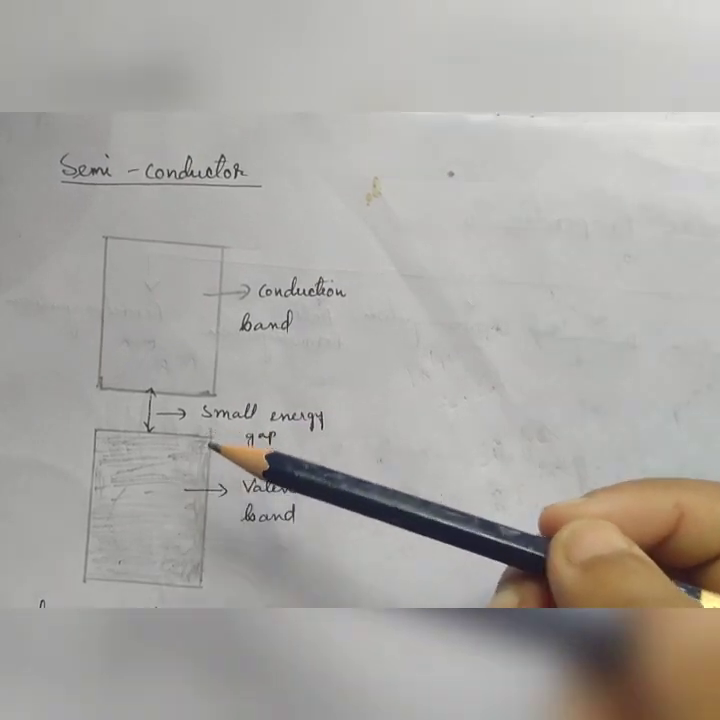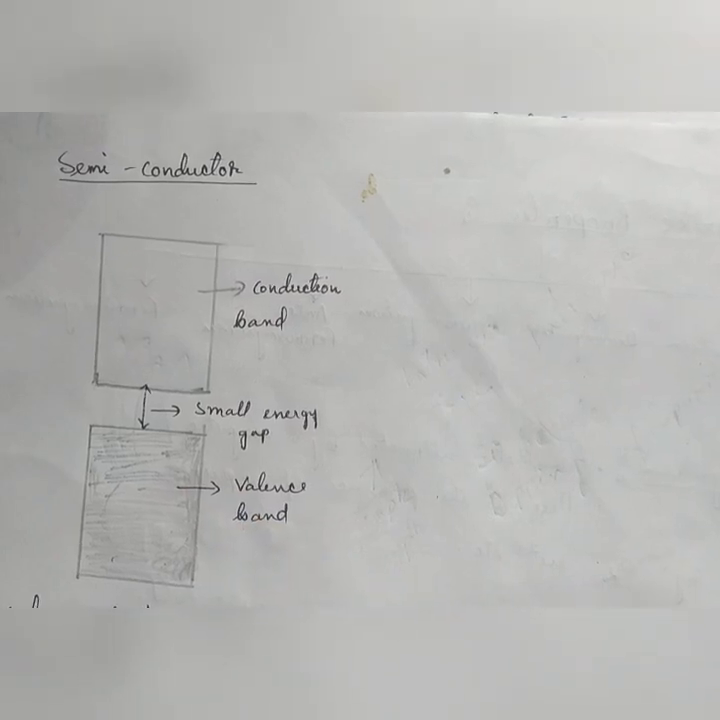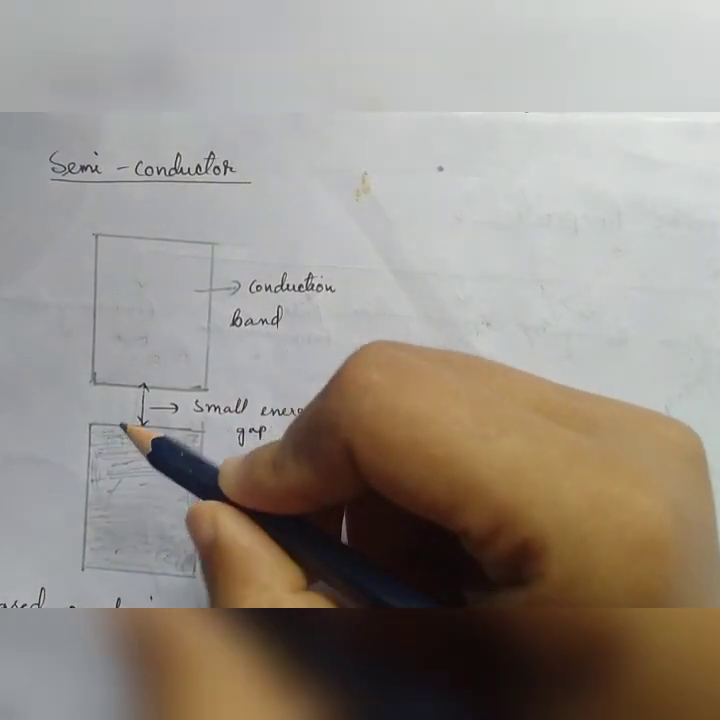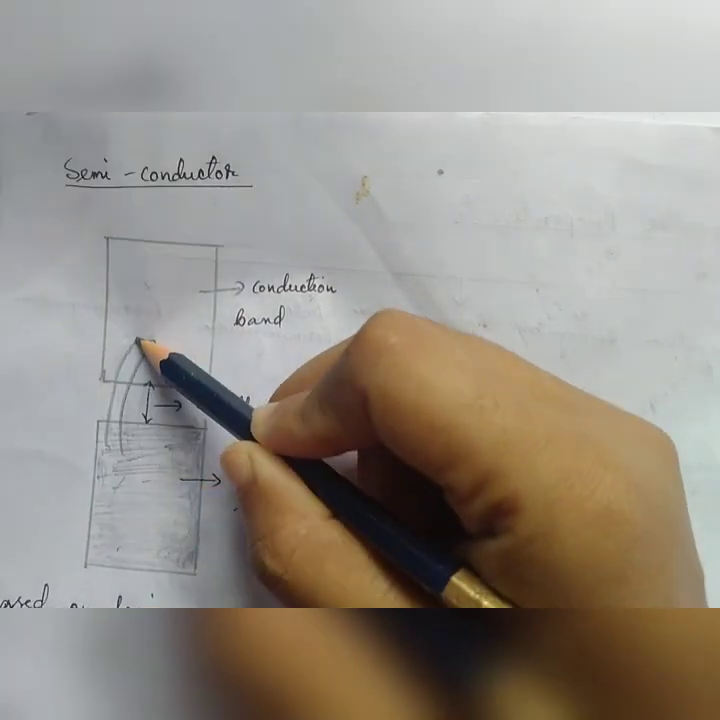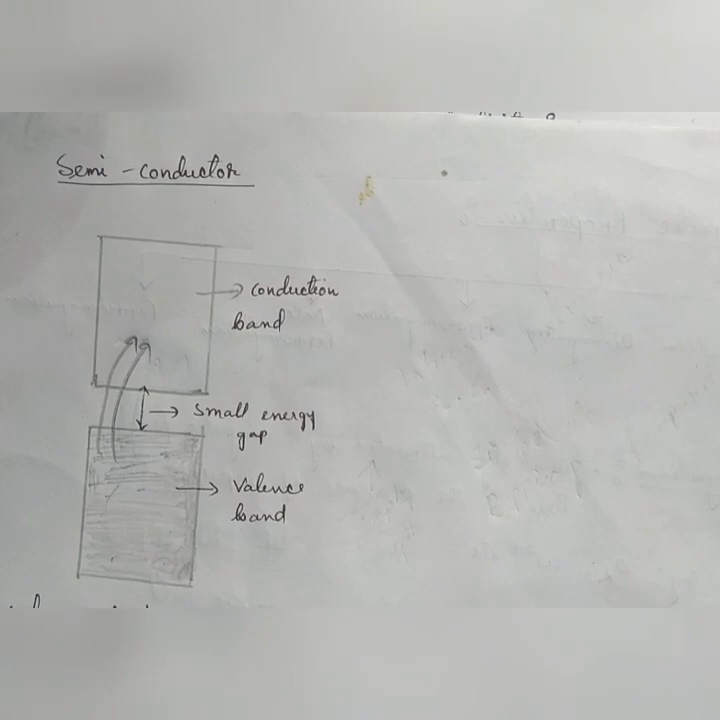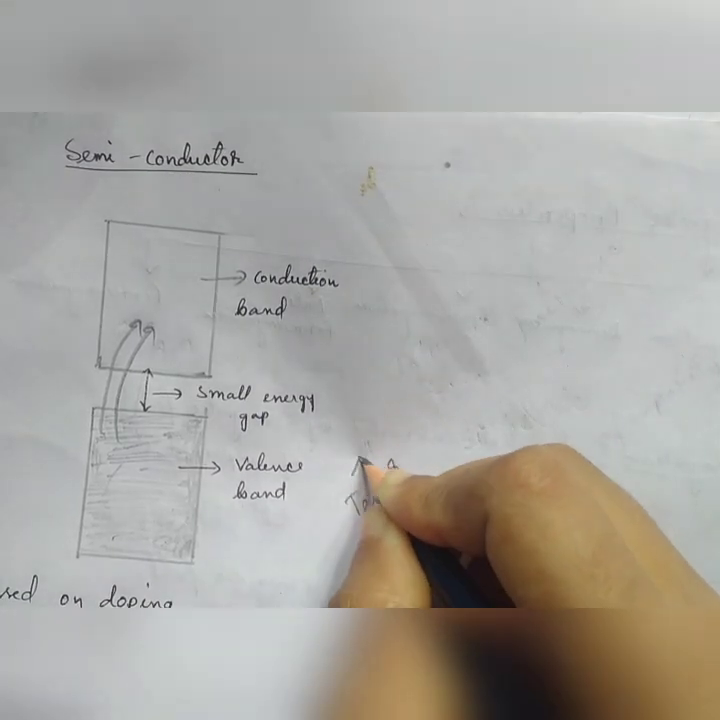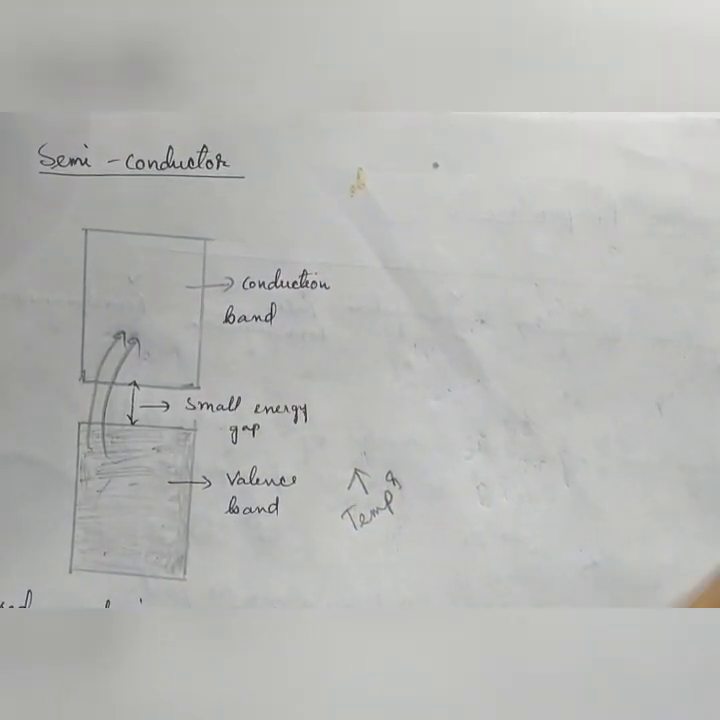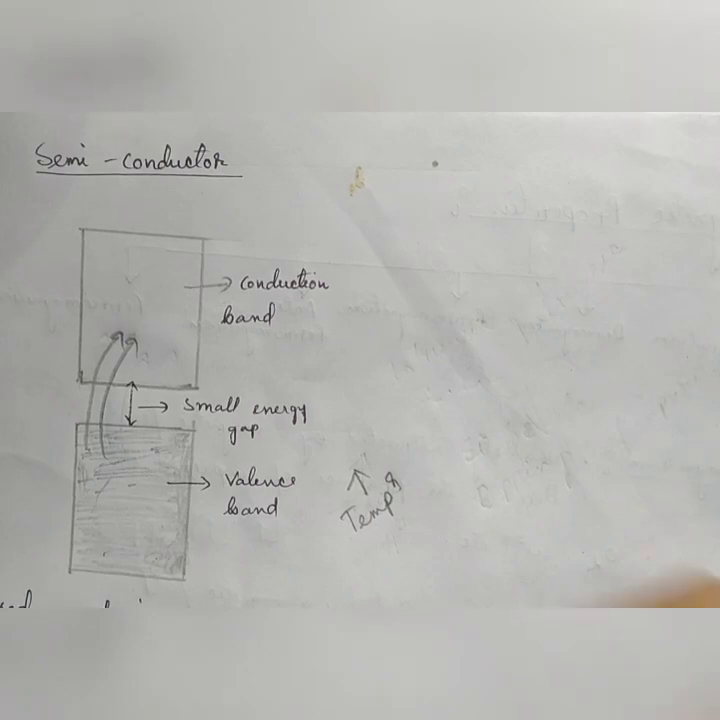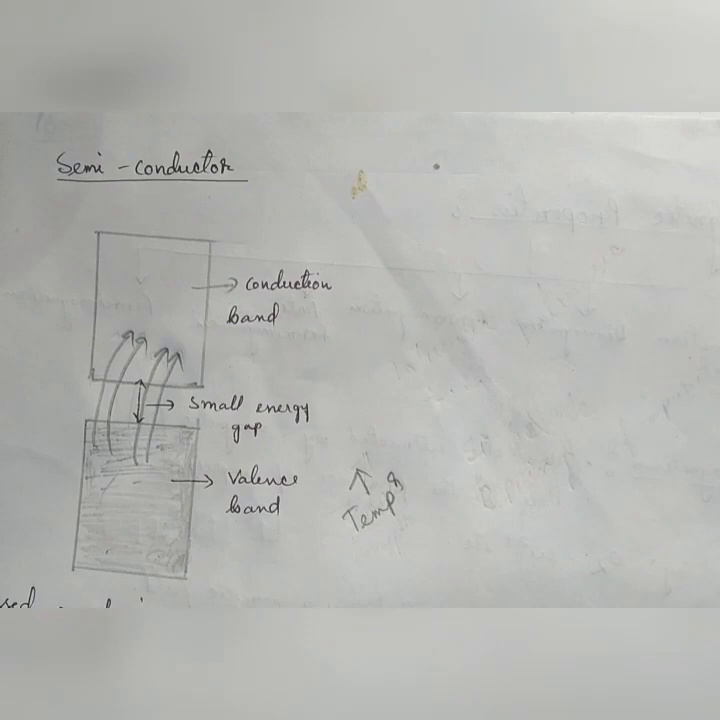Next one is semiconductor. In a semiconductor, the energy gap between the conduction band and the valence band is very small. That's why some amount of electrons from the valence band can jump to the conduction band. So movement of electrons means they can conduct electricity. Now if you increase the temperature, then the movement of electrons will be more. Yes or no? So more electrons will now jump to the conduction band, and because of this movement, the electrical conductivity will increase more.